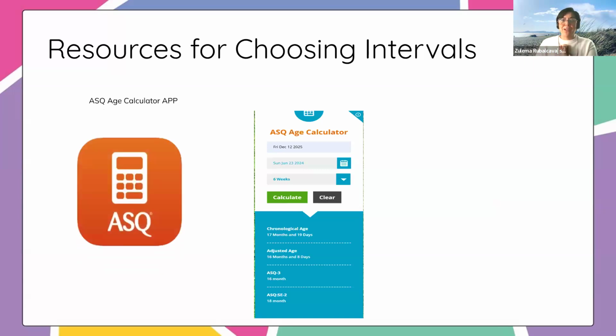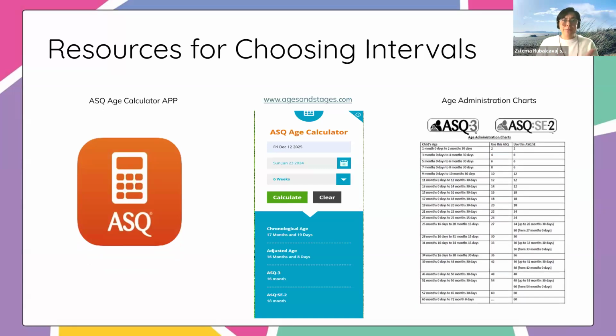You can also use the app. You can download the app onto your phone. If you don't want to download more apps, you can use this at the website. There's also at this website a lot of other handouts and resources. You can also download the age administration chart. So if you already have a system that does this for you and you already know their age, then you can just use this chart to look up what their age is and then which questionnaire to give.